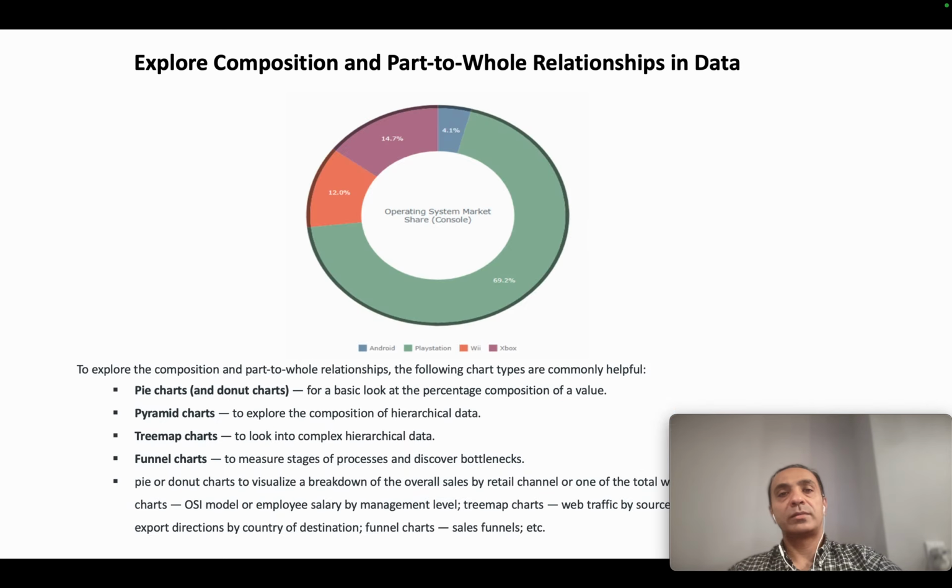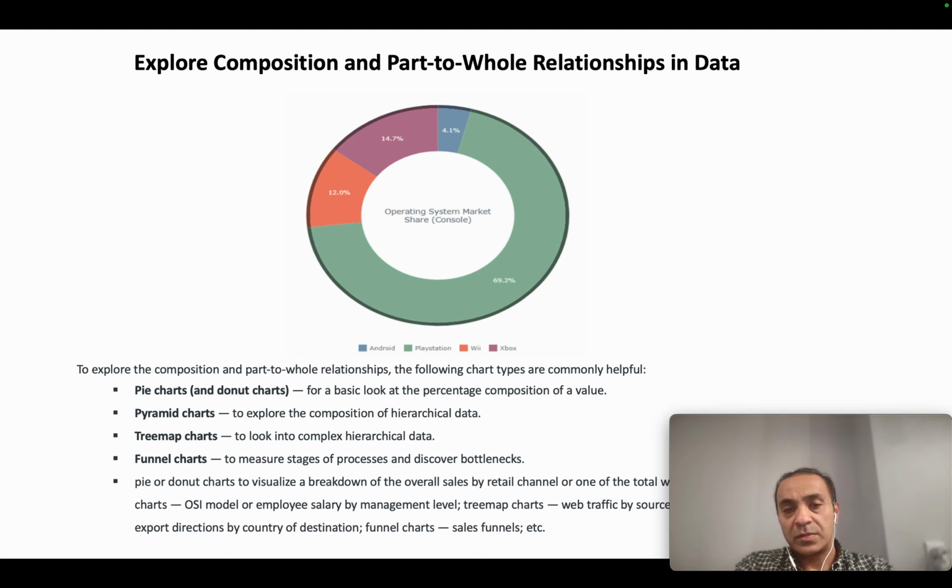Well, if you want to explore composition and part to whole relationships in the data, then we can use pie charts or donut charts for a basic look at the percentage composition of a value, or we can use pyramid charts to explore the composition of hierarchical data. We can also use tree map charts to look into complex hierarchical data, and we can also use funnel charts to measure stages of processes and discover bottlenecks.